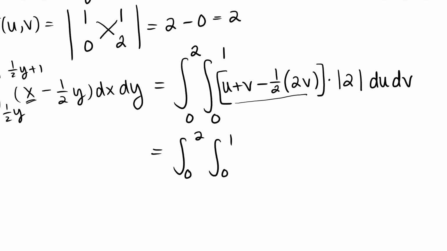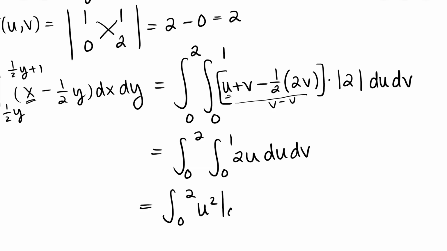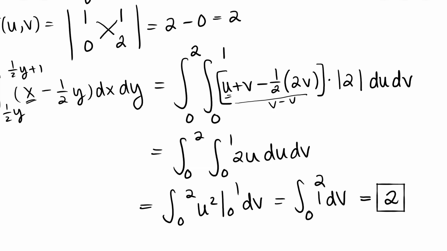So look at this. Half of 2v is just v, so I get v minus v. So I just have a u left over. Basically I have 2u du dv, so that is 0 to 2, u squared from 0 to 1 dv. If I put in 1, I get 1. If I put in 0, I get 0. So I get just 1 dv. That will be just v evaluated from 0 to 2, which is 2. Oh, all that work for 2.